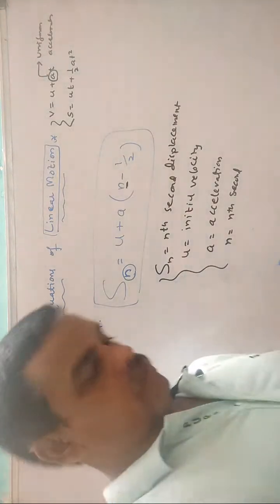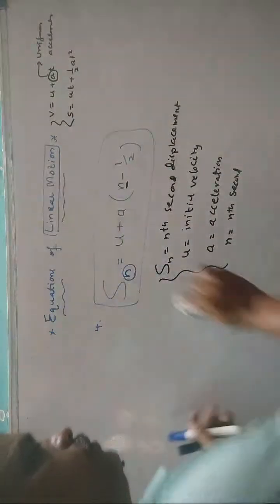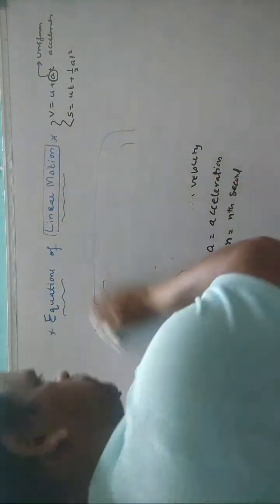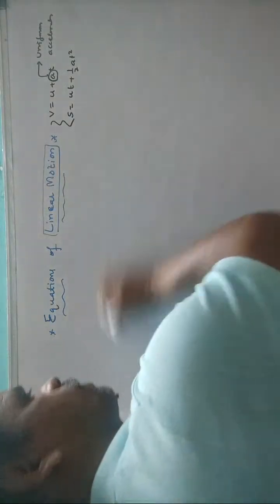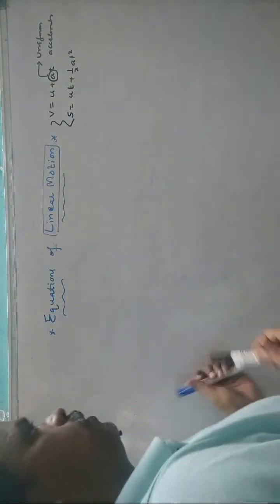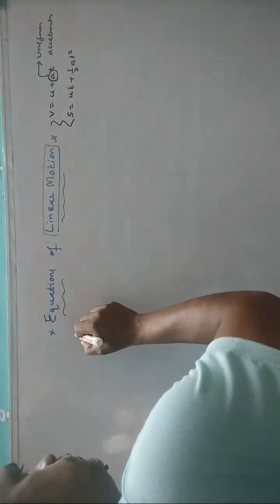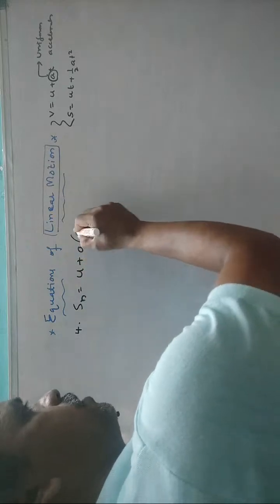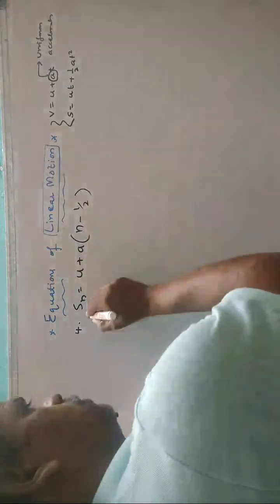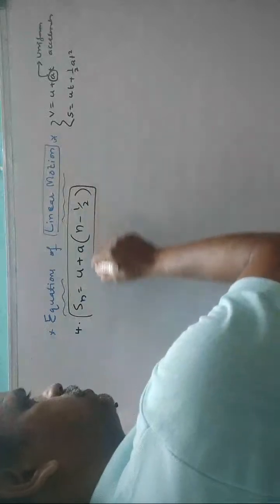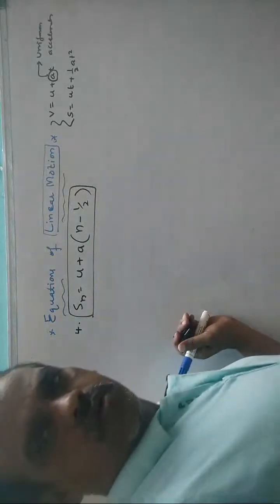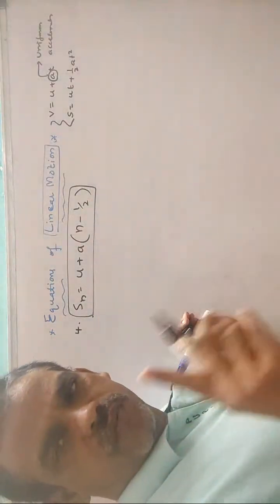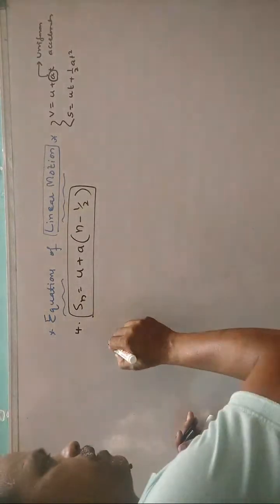Okay. Then here, this is the fourth equation: Sn equal to u plus a of n minus half. I will give you one problem, then you can understand easily.